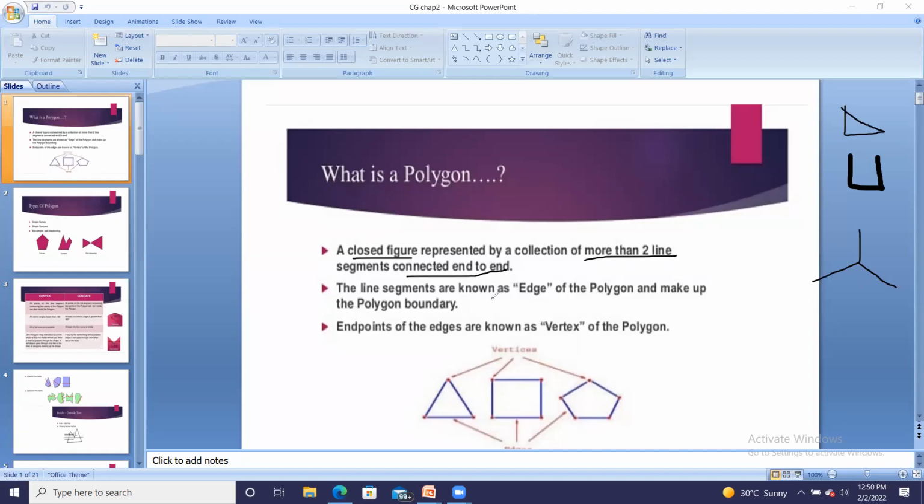The line segments are known as the edges of the polygon, and the connecting points are called vertices. The line segments are called edges, which make the polygon boundary. So these are all the edges of the polygon, which make the boundary of the polygon. And the endpoints of the edges are nothing but vertices. If a single point is considered, we call it a vertex. If a number of points are considered, we call them vertices. So that is about the polygon: what is the meaning of a polygon, and what are edges and what are vertices?